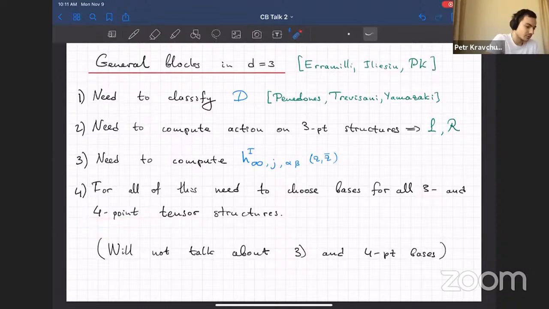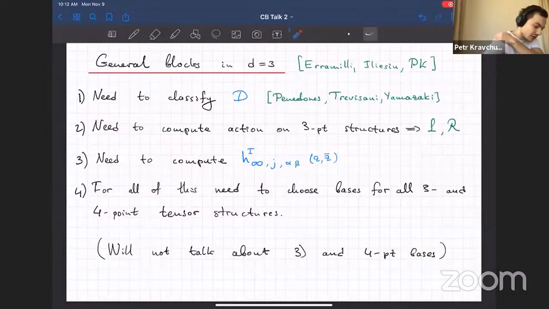Now I'll only cover the part about the differential operators in the matrices L and R and the 3-point tensor structures. I'm not going to talk about H infinity and the 4-point tensor structures, just because it's not very interesting. If you choose a nice basis of 4-point tensor structures, the Casimir differential equation simplifies to leading order in delta, and you can solve it in closed form and find these functions. But there is nothing special there.